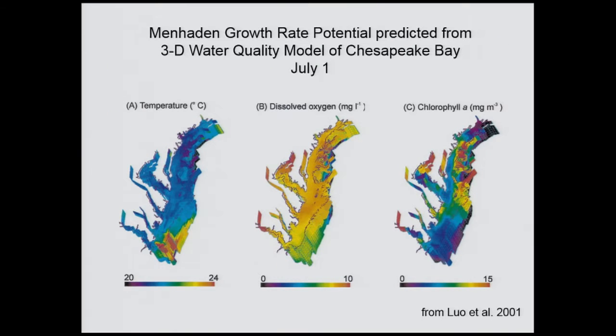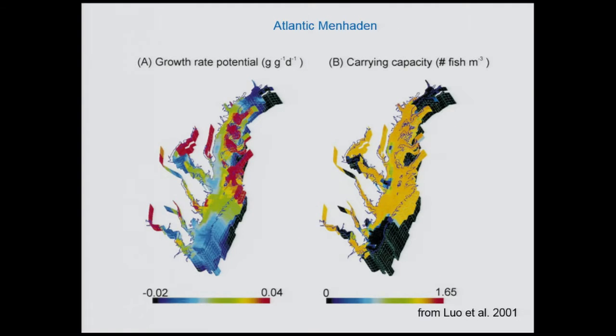We're also able to connect that menhaden growth model to a 3D water quality model. In this case, this is a 3D Corps of Engineers water quality model of the Chesapeake Bay that produces temperature, dissolved oxygen, and chlorophyll in particular, around 4,000 cells, and we narrowed it down to a daily output of that. And we can develop then the growth rate potential for the Atlantic menhaden across the year, and if we sum it up, we can get a carrying capacity for that species.